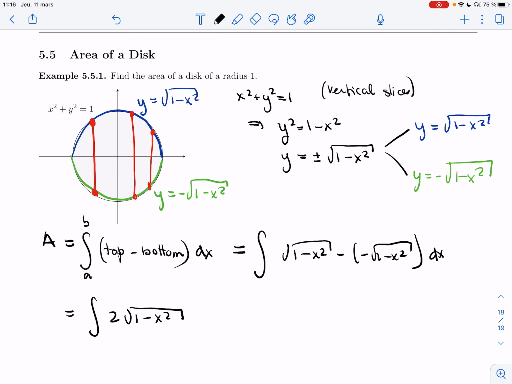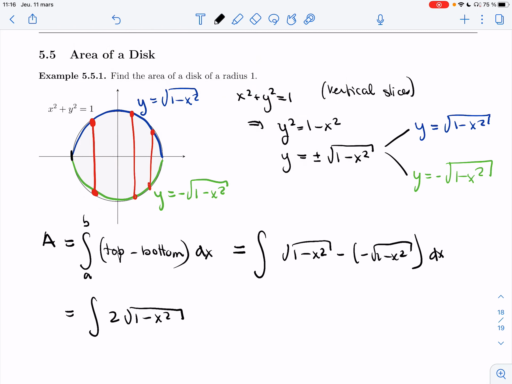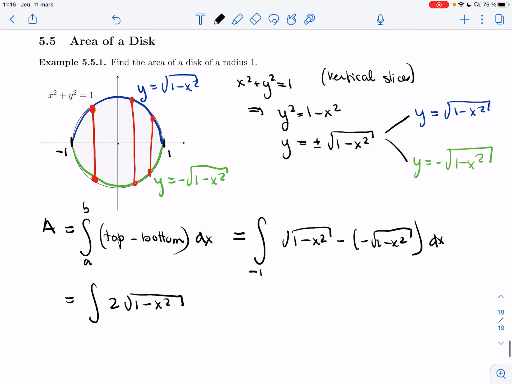Excellent. I need bounds. When I'm using vertical slicing, since my variable is x, the bounds should be telling me which values of x I'm considering. These points we know. It's a circle of radius 1, so I'm 1 away from the center, which is 0, 0. So it's minus 1 and 1.